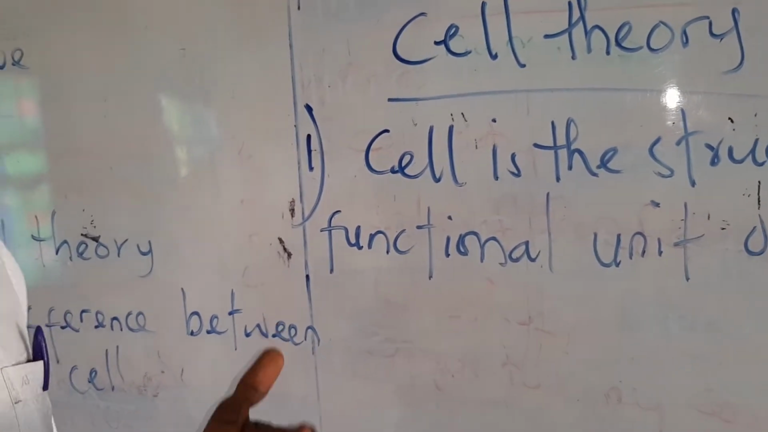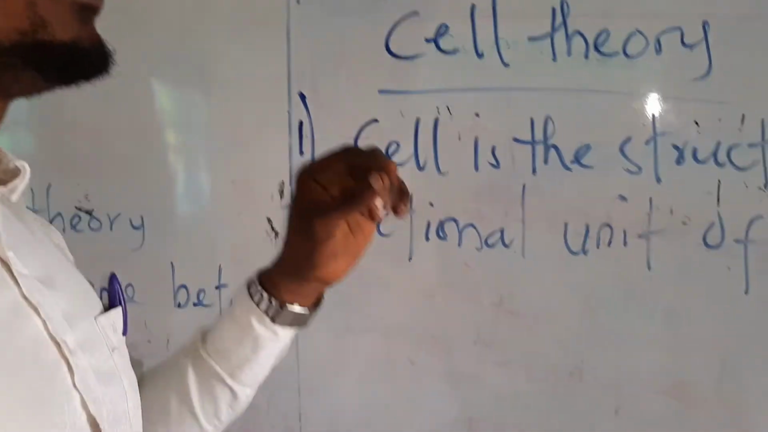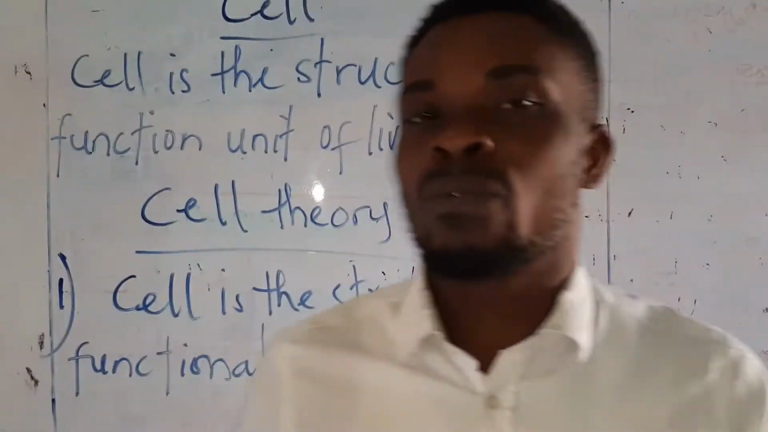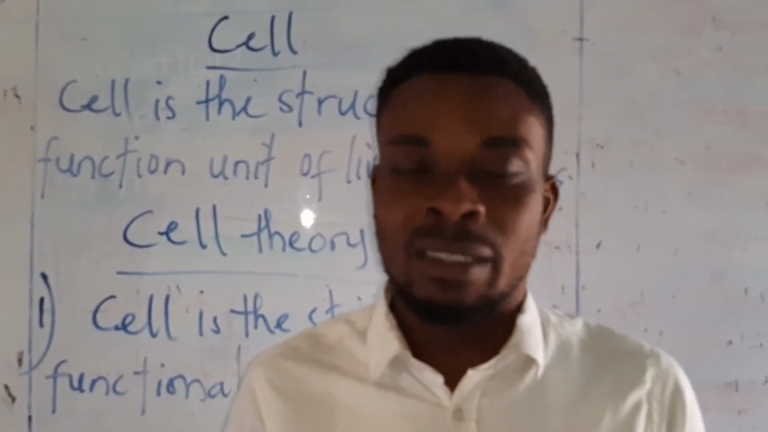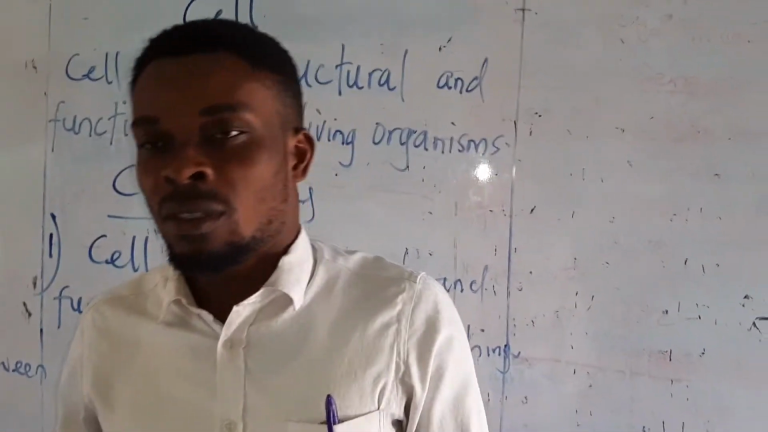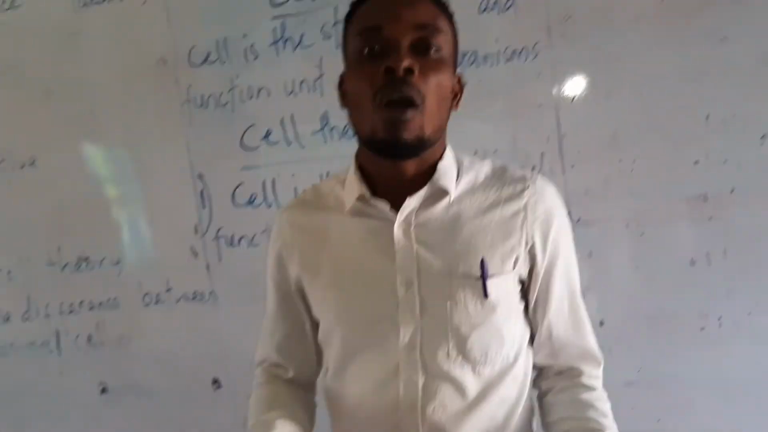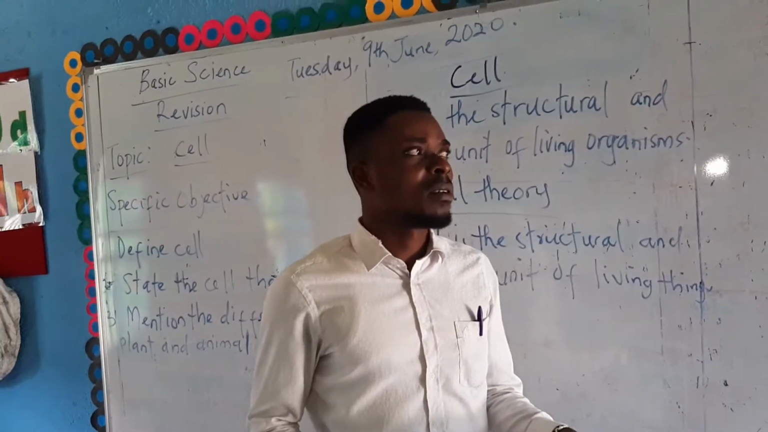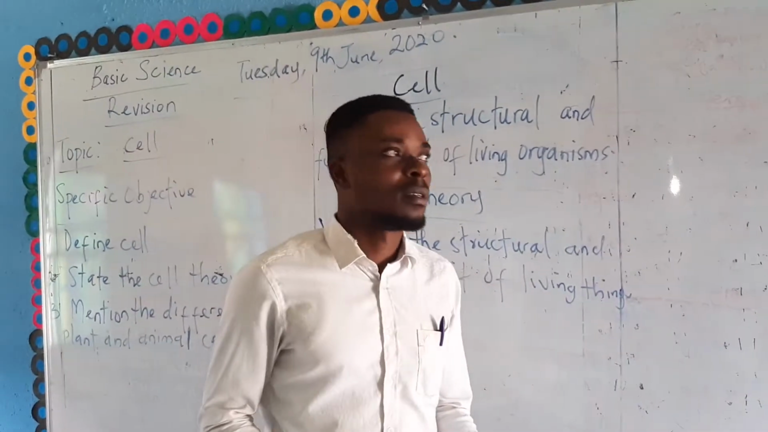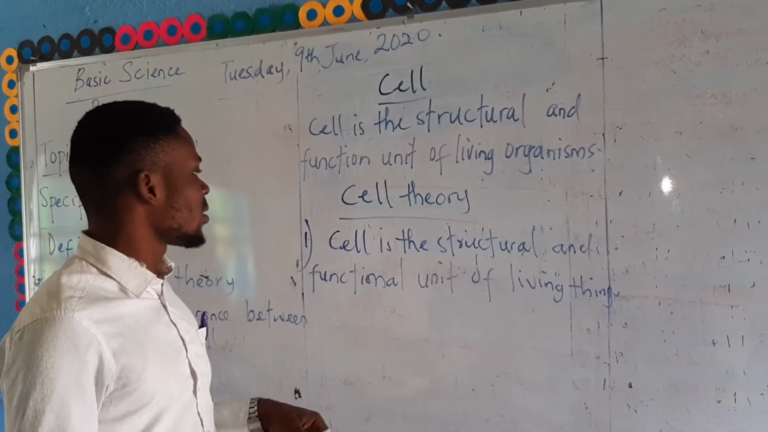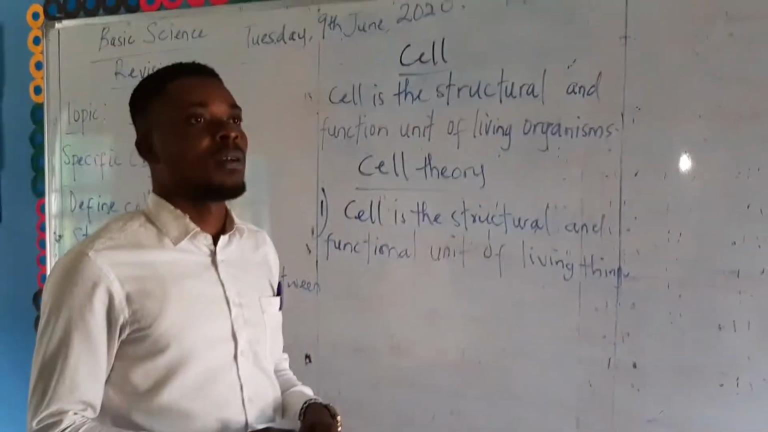Now, when we say structural and functional unit, every living thing exists because of cell. For me to function, for me to move, whatever I do is because I have cells in me. Cells come together to form tissue, tissue comes together to form organ, organ to form system. But that's not what I'm talking about now. So cell is the structural and the functional unit of living organism.